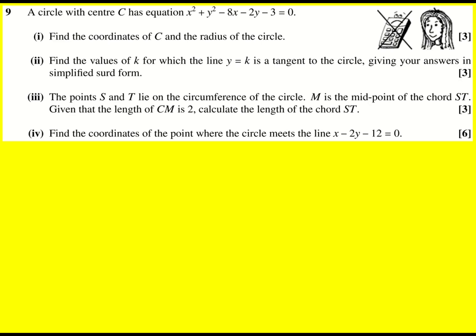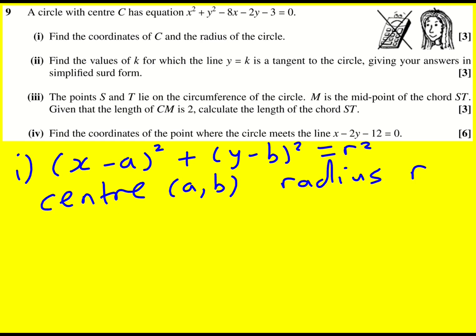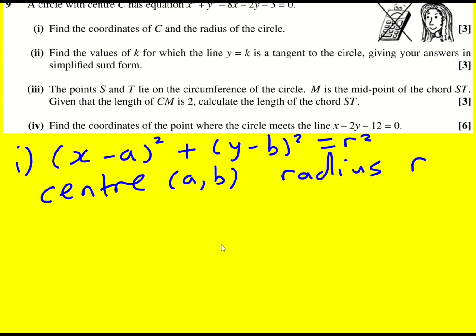We're given a circle with center C, and it has this equation, and we're asked to find the coordinates of C and the radius of the circle. Now, the general equation for a circle is (x - a)² + (y - b)² = r². And the center is then (a, b), and the radius is r. And you can use Pythagoras' theorem to prove that if you plot it on a coordinate grid.